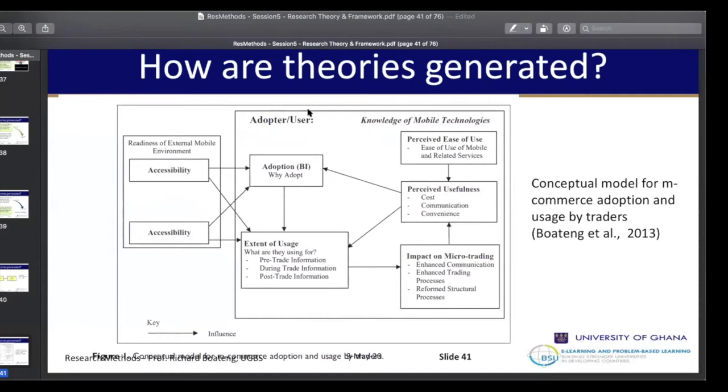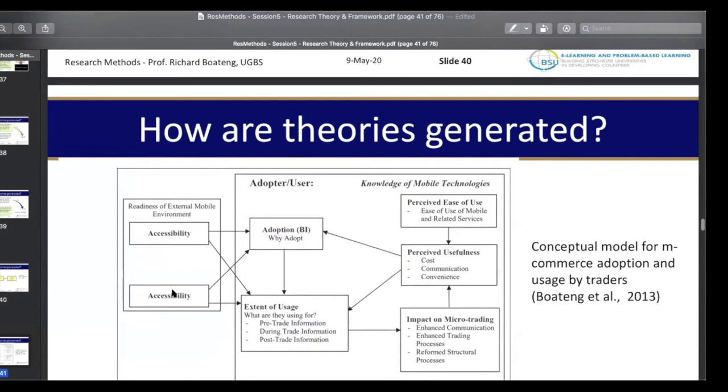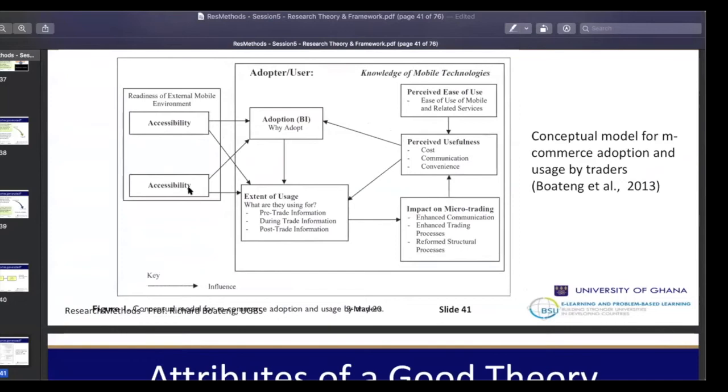However, this is the level of the adopter. All this is actually influenced by the person's knowledge of mobile phones, and then by the readiness of the external context, if there's accessibility of the mobile network or affordability. So you have accessibility and affordability. So you realize here that these are the things that can influence a person's choice of using the mobile phone.